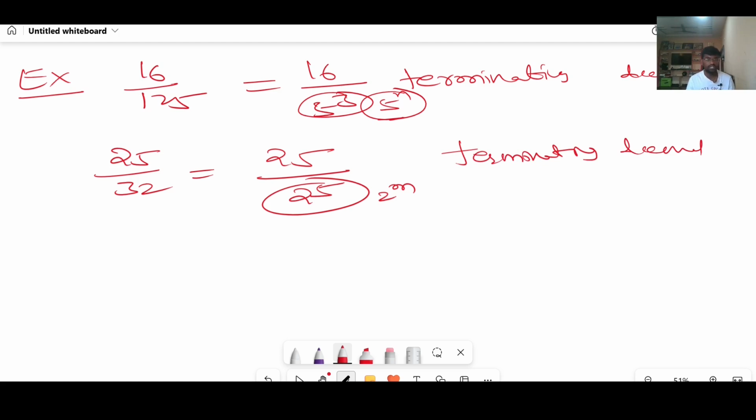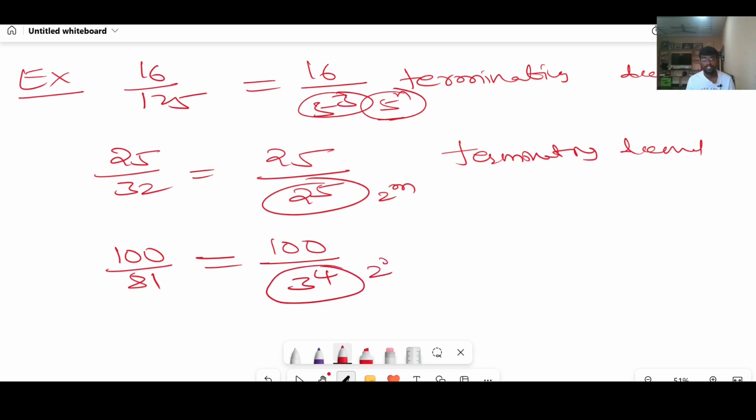And again, what is the next question? 100 by 81. I can write 81 as 3 power 4. It is not in the form of either 2 power m or 5 power n. Therefore, it is a rational number only, but it is non-terminating recurring, right?